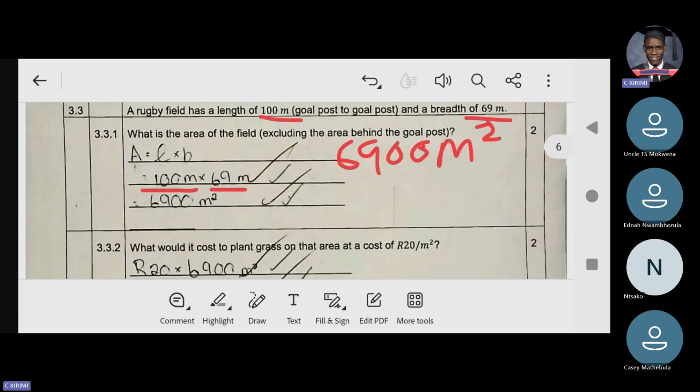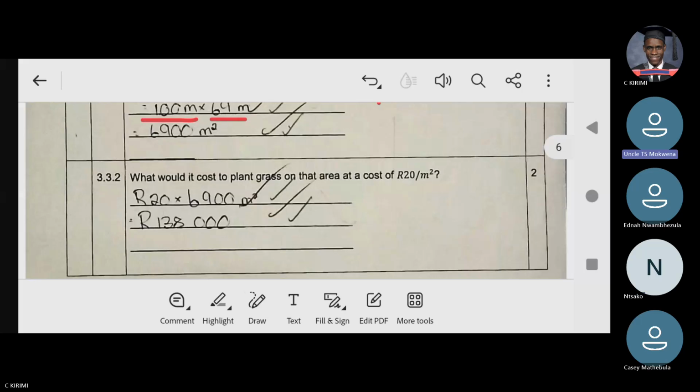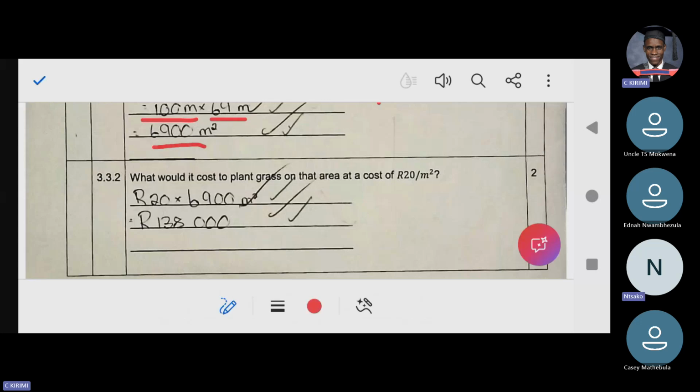So don't forget that. To plant that area, the cost is 20 rand per meter. So now we have your area which you must cover with grass. For 1 square meter, it costs 20 rand. 1 square meter costs how much?